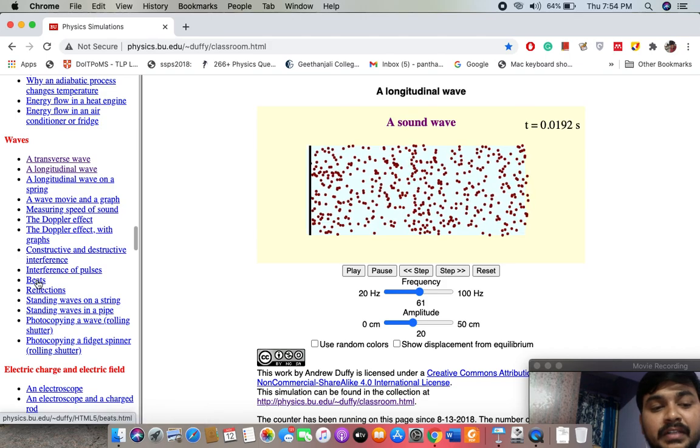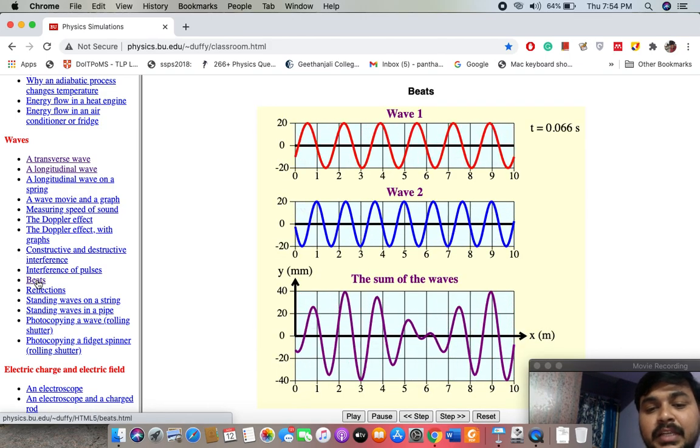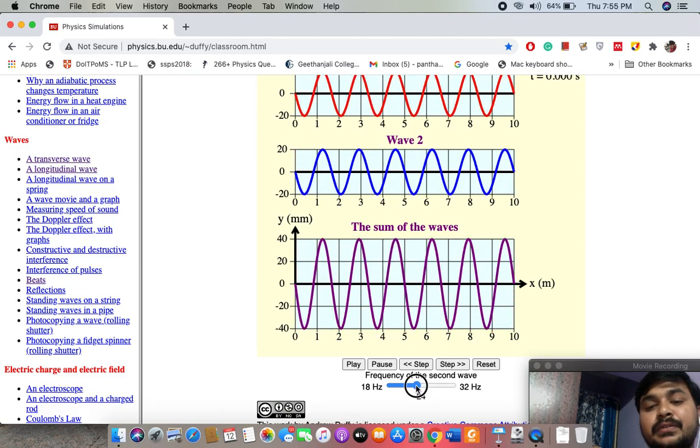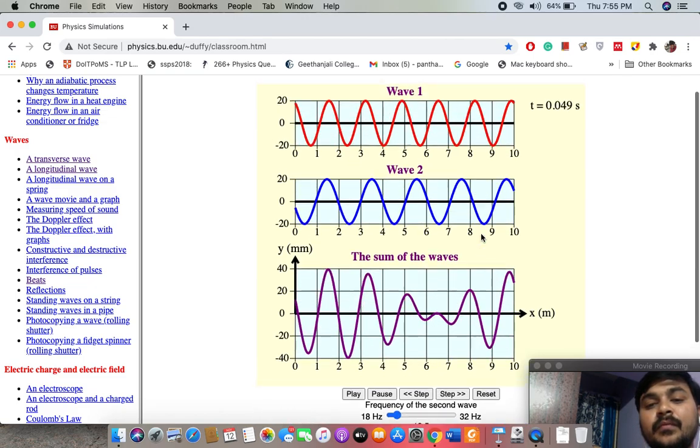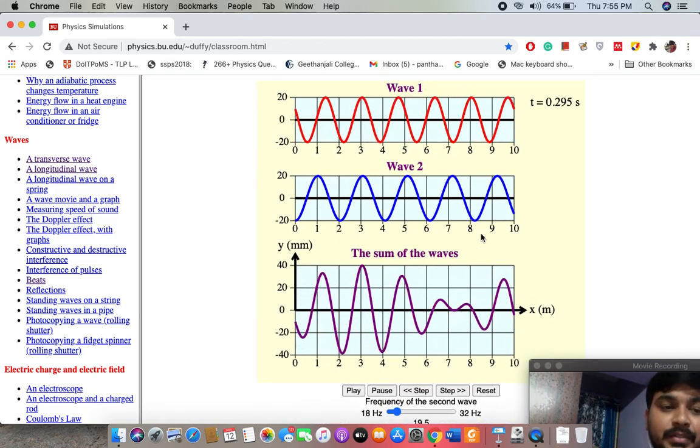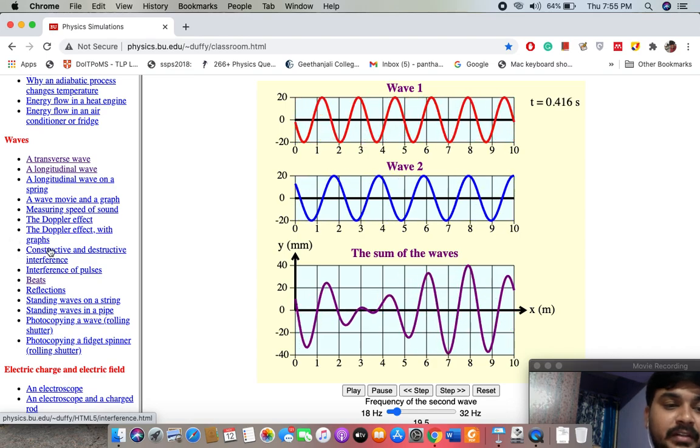So for example, beats, let us come to beats. See here, this is the beats. You can change the frequency also. So this is how beats are produced when two waves interfere.